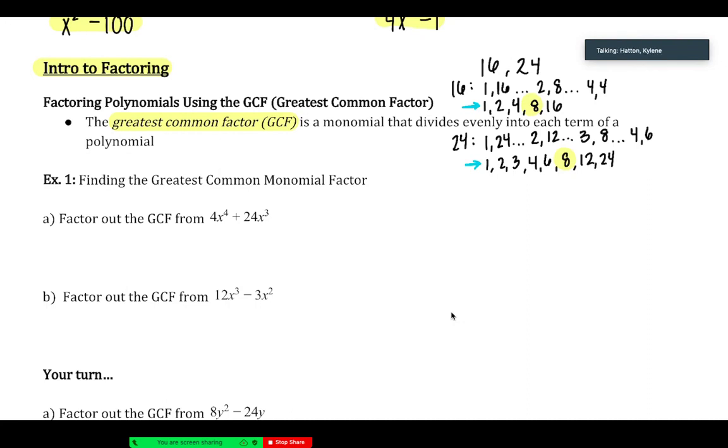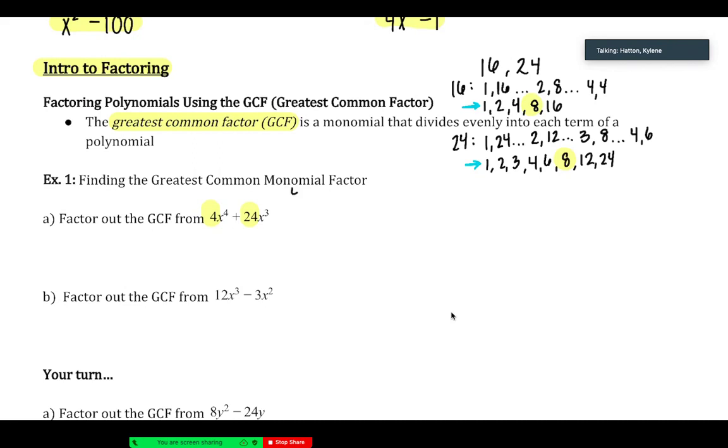So if I look at 1a, it says factor out the GCF from 4x to the 4th power plus 24x to the 3rd power. So the first part of it is pretty similar to just finding the greatest common factor between the two numbers. We first just want to find what is the greatest number that I can pull out. So what is the greatest common factor between 4 and 24? You can make a list of the factors if you wanted to. We already have the list from 24, so that's nice.